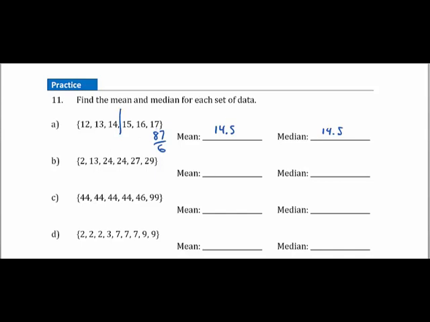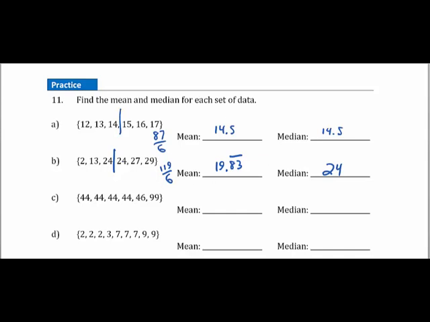Now if we take a look at this data set, we add all these up and get a total of 119. 119 divided by 6 gives us 19.83 repeating, so almost 20. Now if we find the median here, the median is between 24 and 24, and that would be 24, or 24 plus 24 divided by 2, which gives us 24.